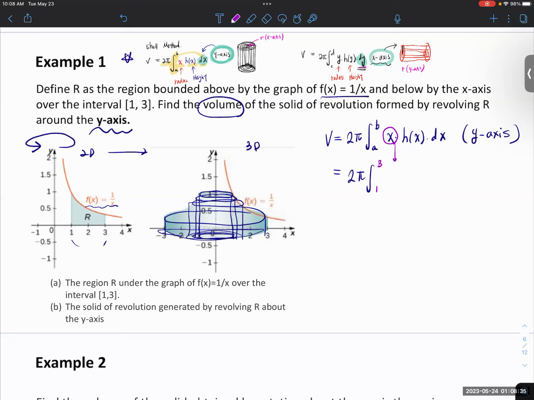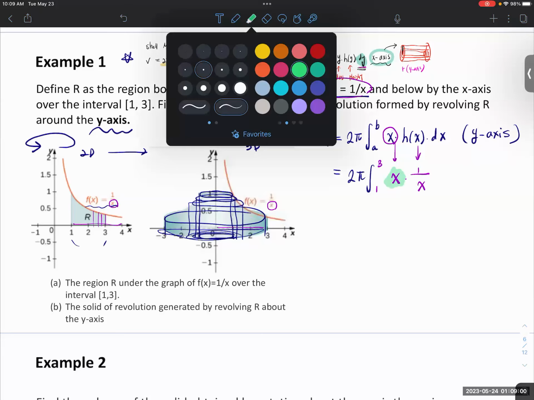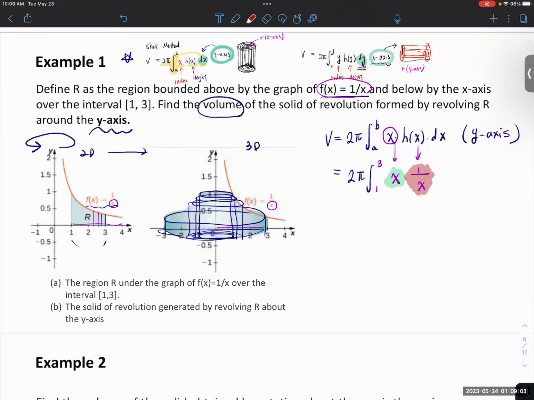This is kind of like fixing the radius of the circle. Depending on your x variable, your radius is going to change. So x itself is the radius of the circle, right? So keep it. And then the height, this is the function. Depending on the x, you have a different height, right? So the function is going to be 1 over x. One more time, this is the radius. This is the height. And then we are going to take the integral with respect to the x variable. Pretty much that's it, right?